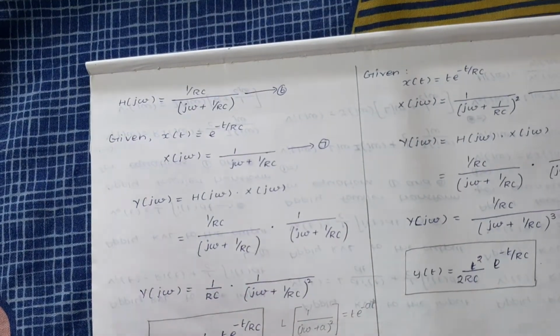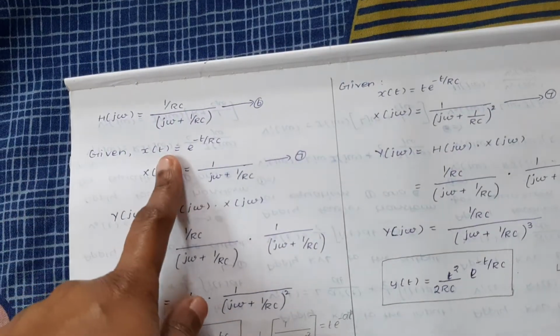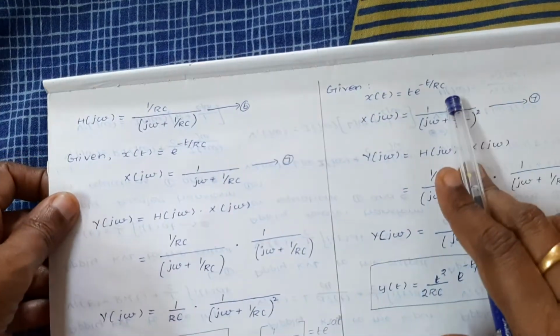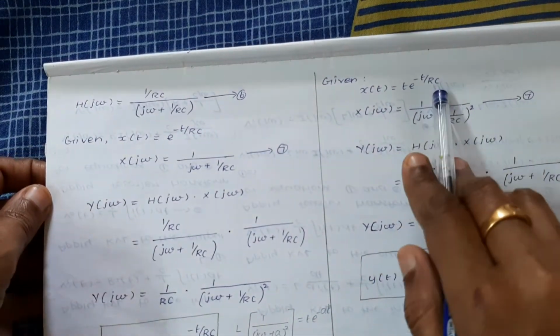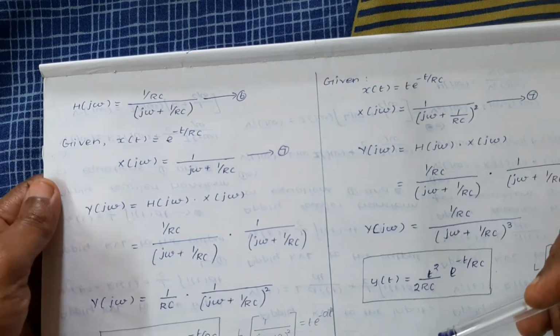The only value that varies between the two questions is x of t. In this question, x of t is given as e power minus t by RC. Here, x of t is given as t into e power minus t by RC. Only the x of t value differs, so the steps change after this.